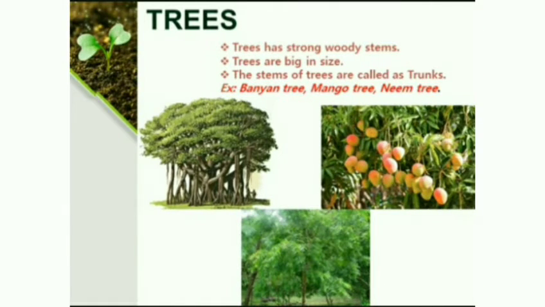First type is trees. So trees, how can we identify trees? Trees have strong woody stems. Trees are big in size. The stems of trees are called trunks. Examples of trees are banyan tree, mango tree, neem tree.